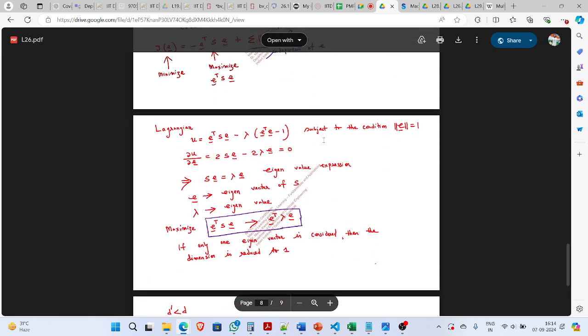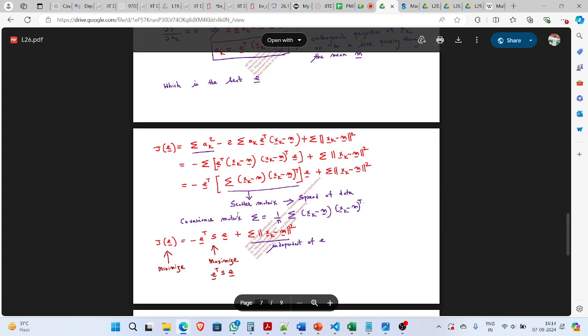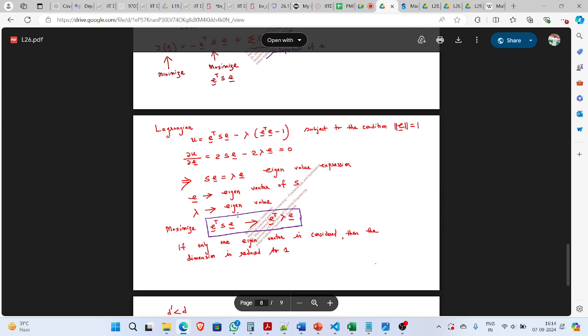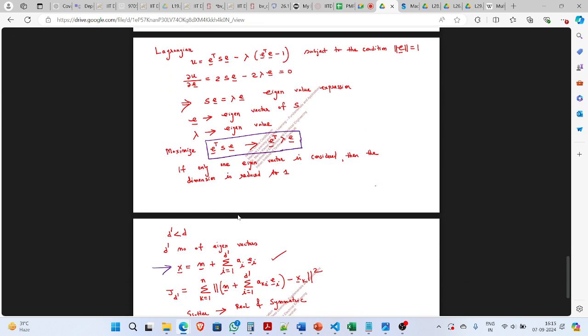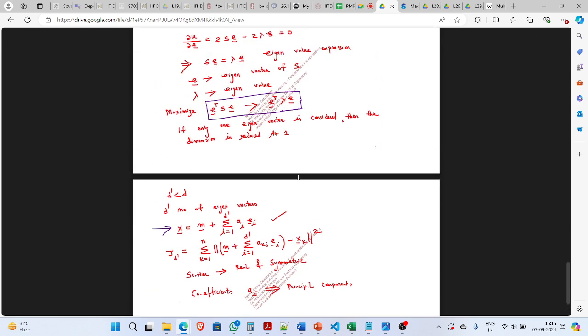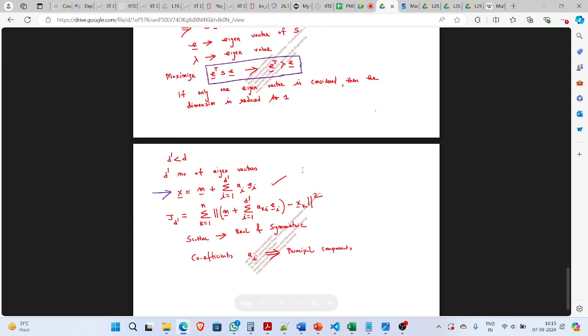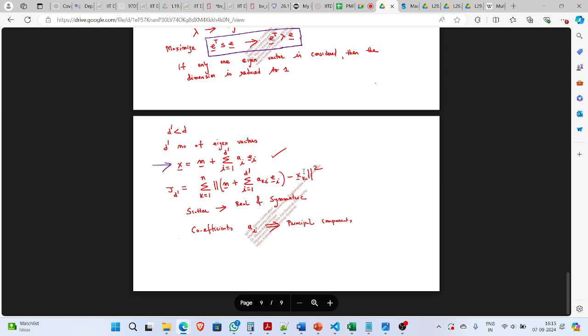So maximization of this quantity, E transpose SE, where E is the eigenvector, reduces to an eigenvalue problem. It is the same as eigenvalue decomposition, as you can see. So we can conclude that in principal component analysis, we are actually taking out the components with the maximum eigenvalue. So that is it.